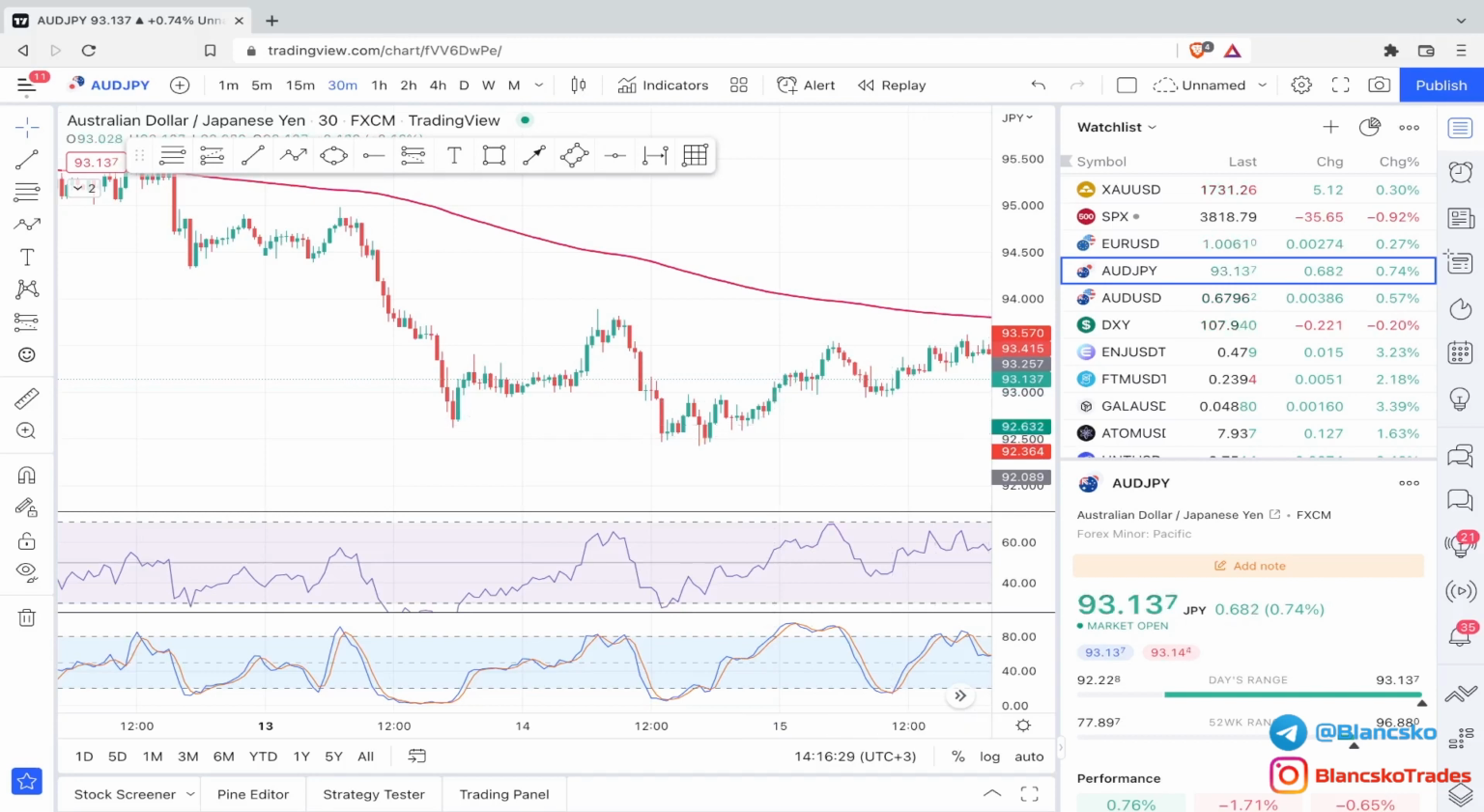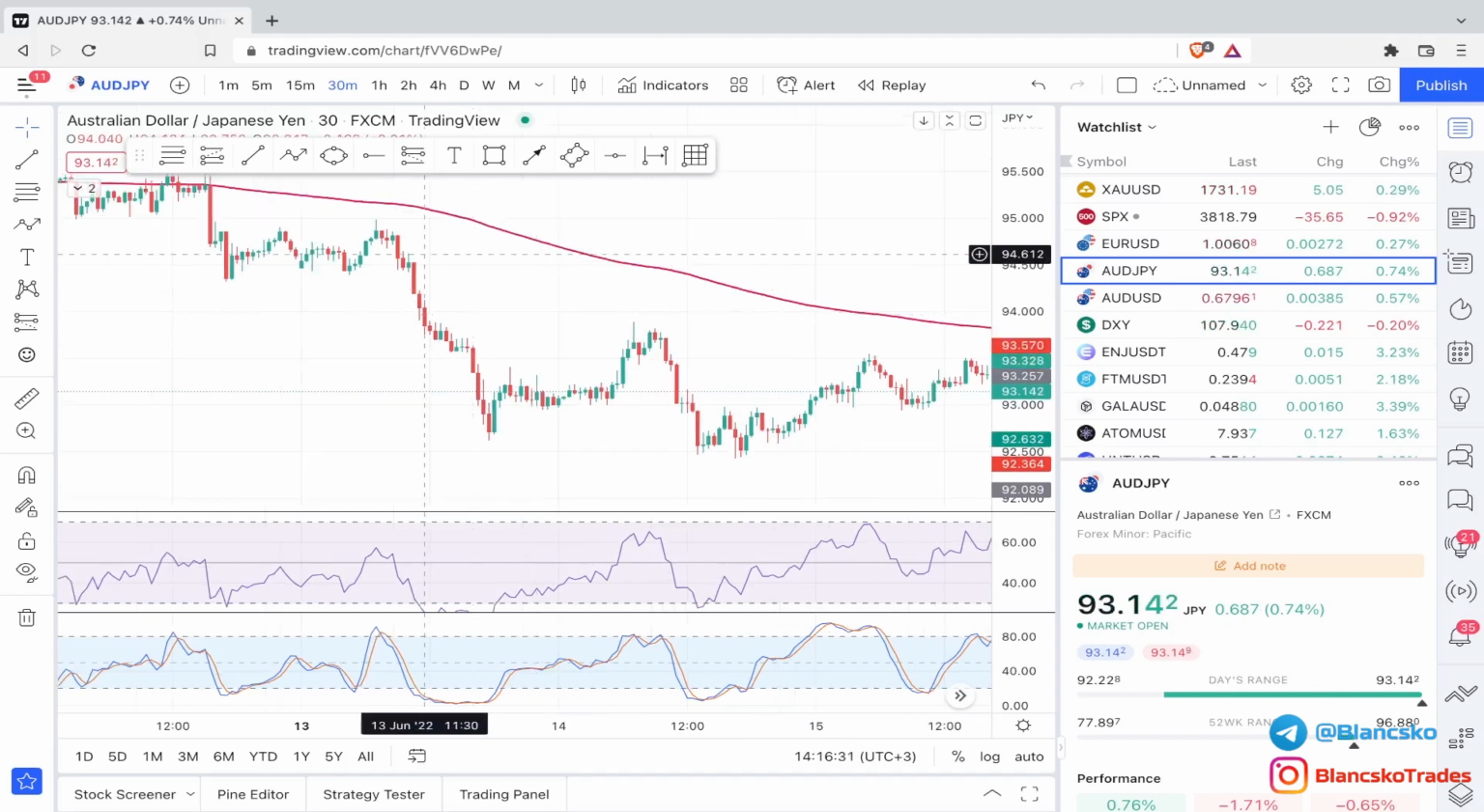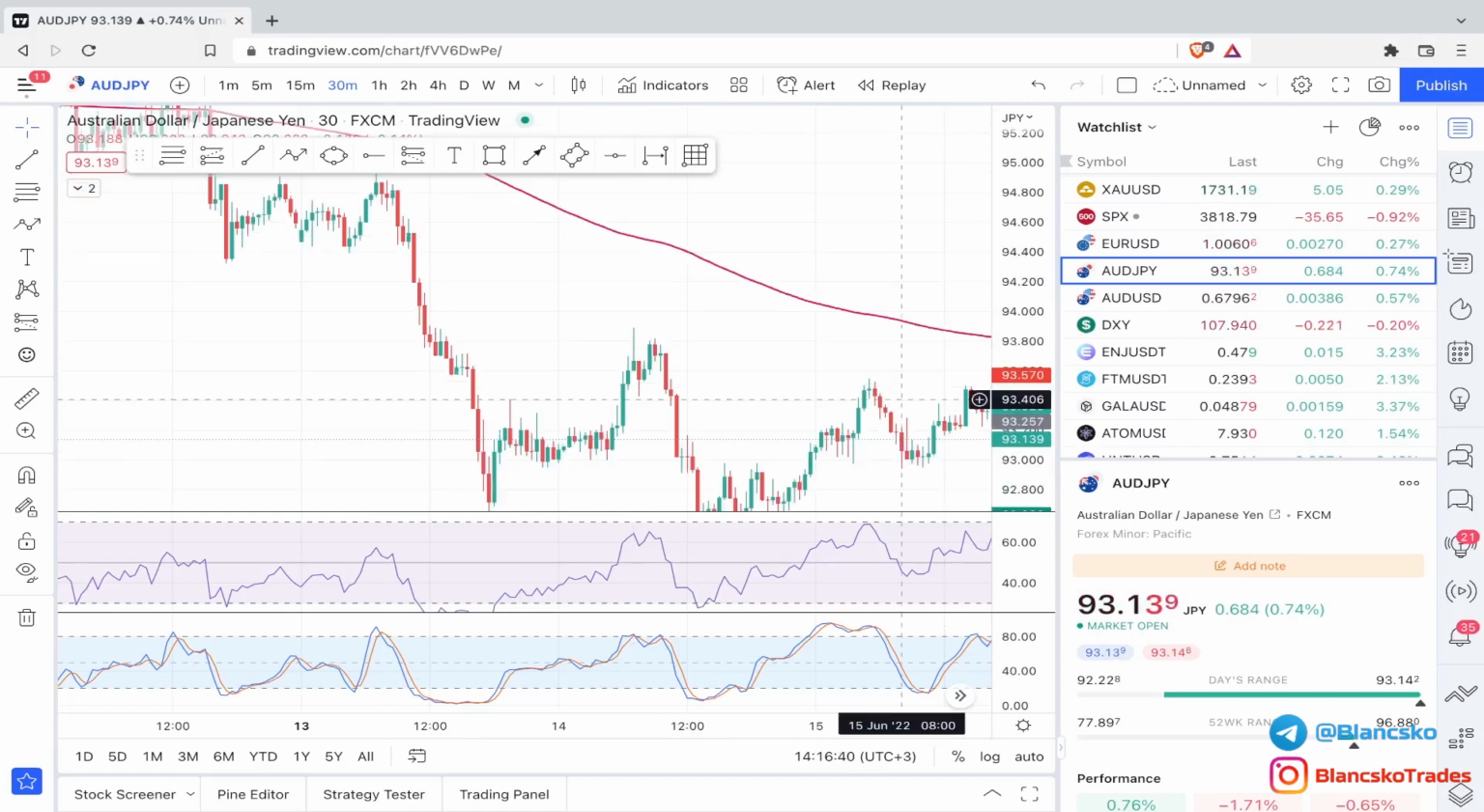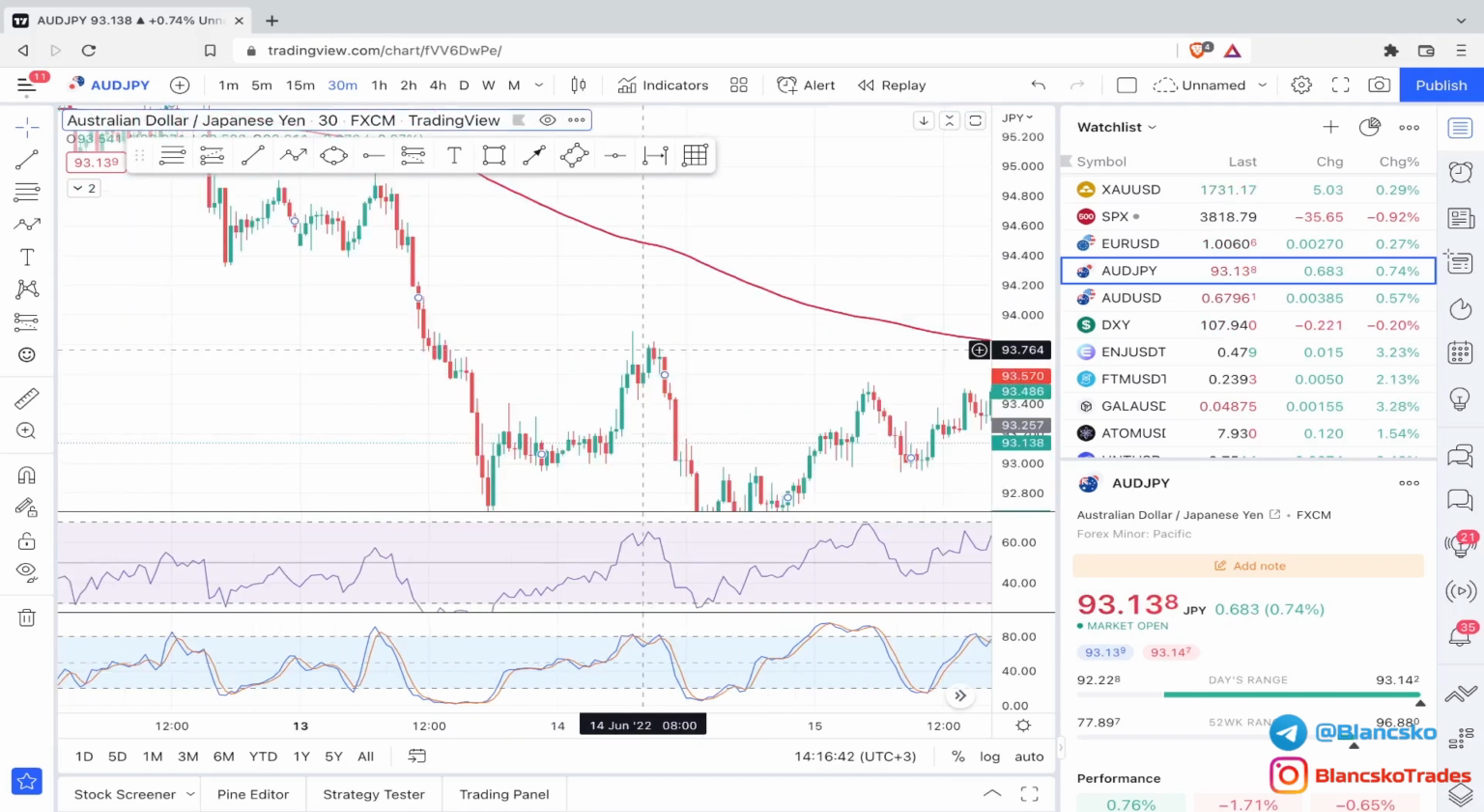So have another example right here. Lower high, lower low, lower high. As you can see, hidden bearish divergence on the RSI, very clear to see. So very clear structure, price below 200.